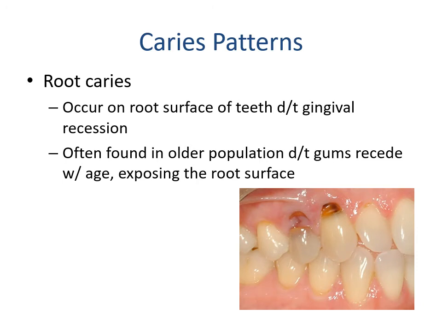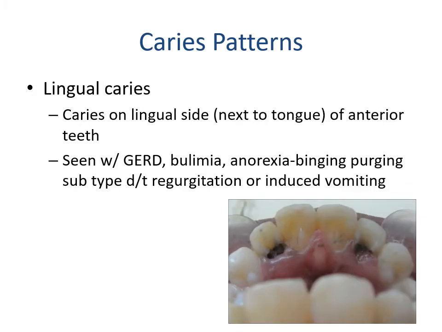Now looking at dental caries patterns. We have what's known as root caries, which occur on the root surface of the teeth due to gingival recession. This is often found in the older population due to the gums receding with age, exposing the root surface. Then we also have lingual caries, which are caries on the lingual side next to the tongue of the anterior teeth. This is typically seen with GERD, bulimia, and anorexia nervosa with the binge and purge subtype. Again, this is due to regurgitation or induced vomiting, so an acid is eating away at the enamel in a specific location.